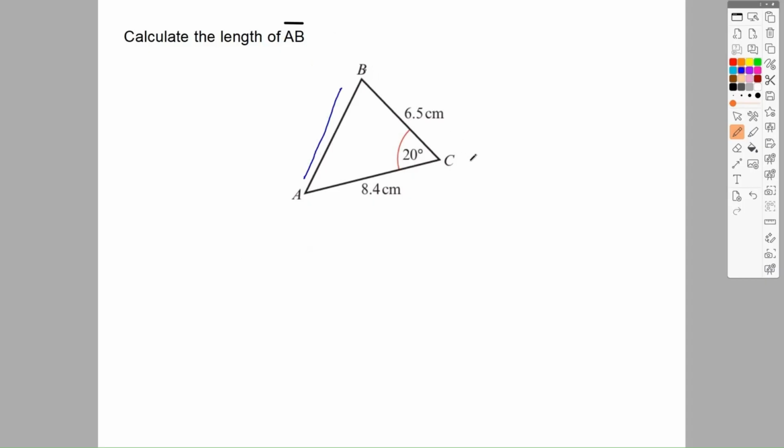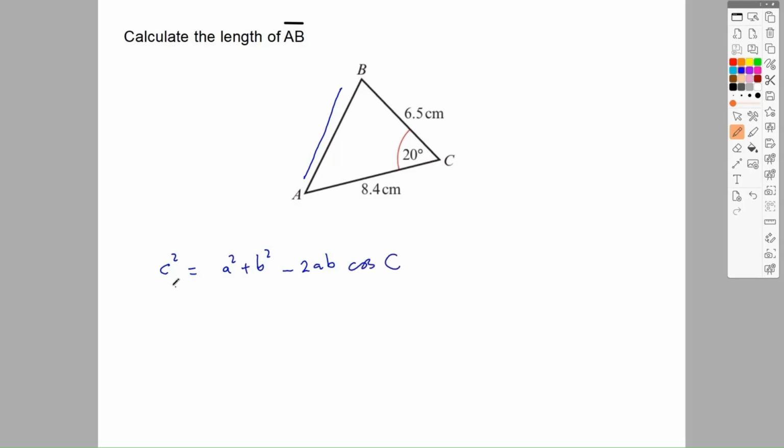And I have the side BC and the side AC. I have an angle between them. So if you remember, we have to use the cosine rule, because we use it when we have two sides and the angle between them, and we need to find the third side. So c squared is equal to a squared plus b squared minus 2ab cosine c.